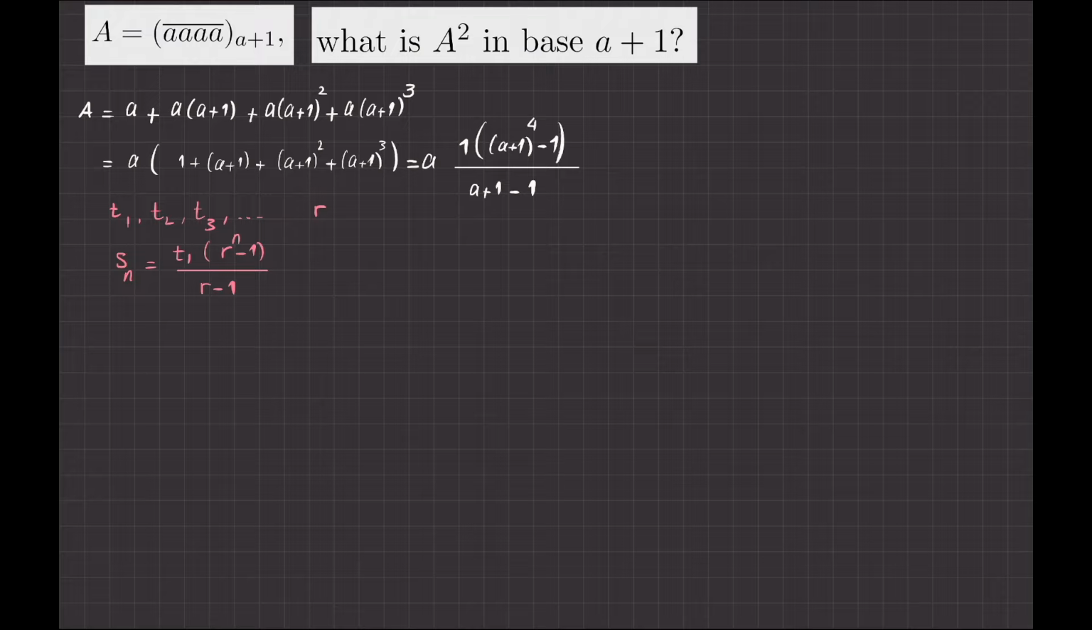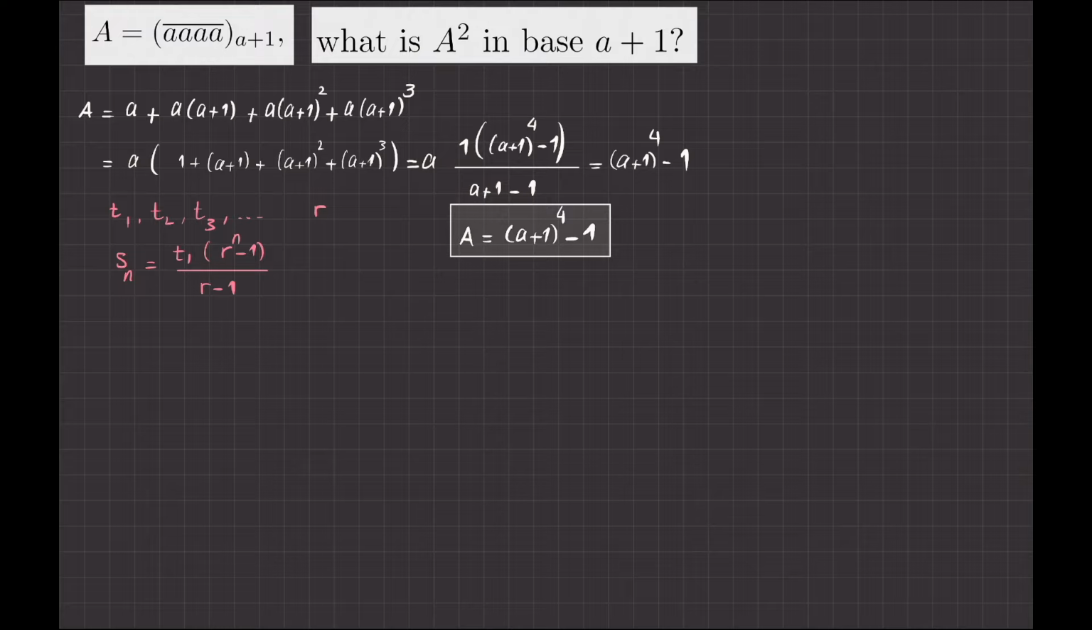But now something interesting happens. This 1 and that 1 are gone. This a, which is left in the denominator, will be cancelled by that one, and 1, we don't need to write it. So it becomes very simple. So it becomes (a+1)^4 minus 1. So this is my A. A is (a+1)^4 minus 1 if I write that A in base 10.